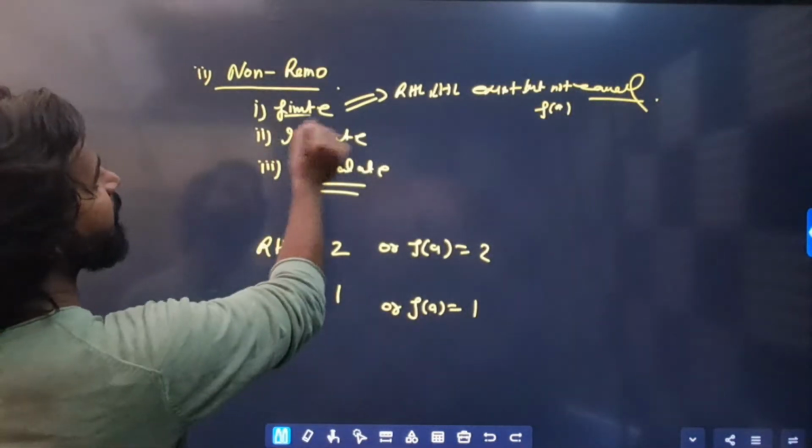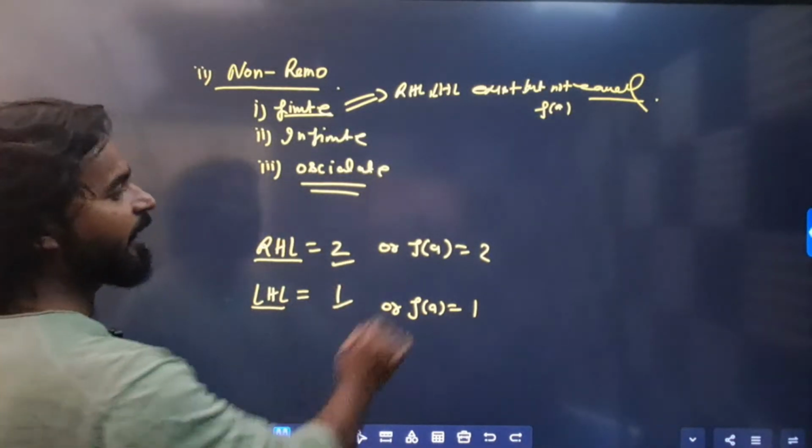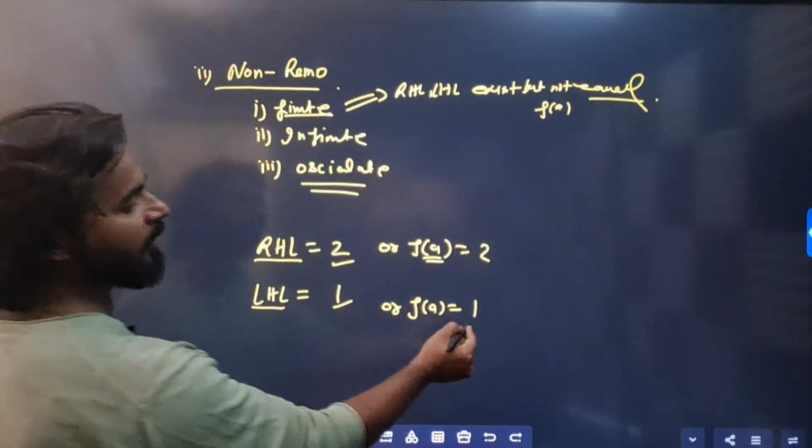So finite value means where RHL, LHL exist but not equal. And the value of f of a is equal to 2, okay, or LHL 1, f of a is equal to 1.